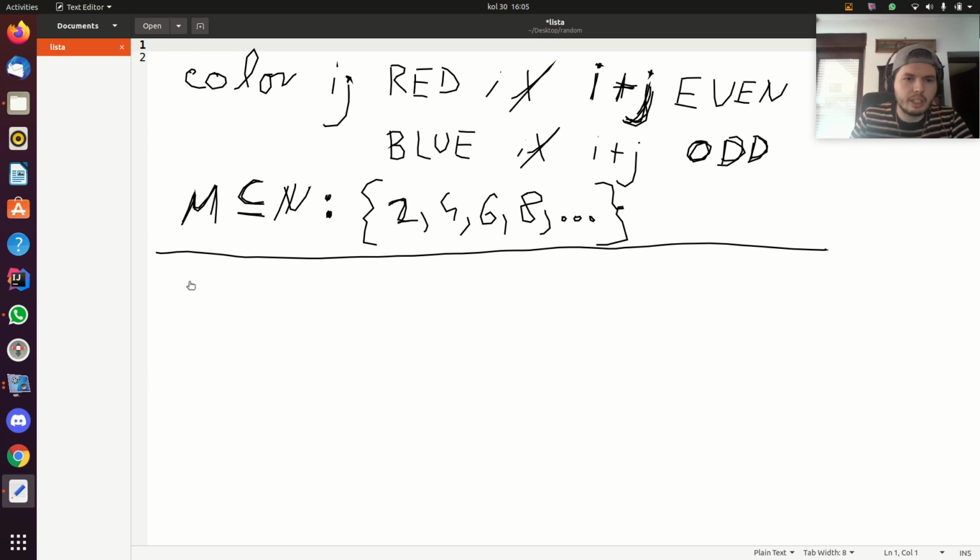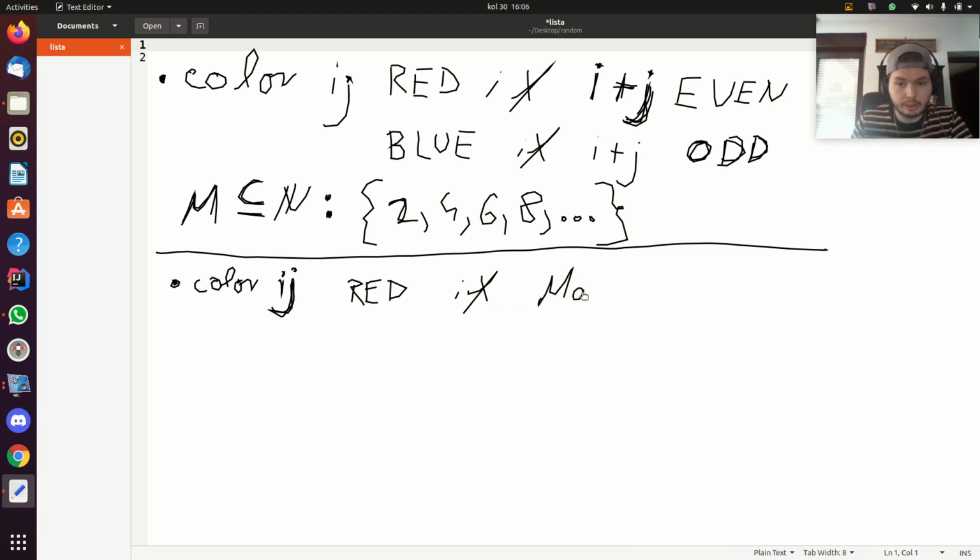Okay, now let's do example number 2. Color ij, again, red doesn't really matter, it's just a placeholder, if, let's see, what do I have here?